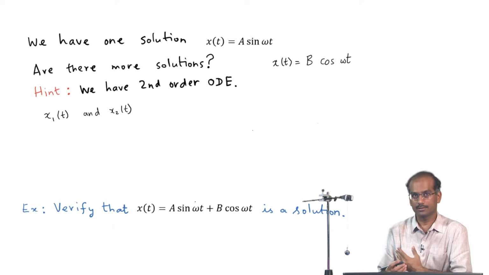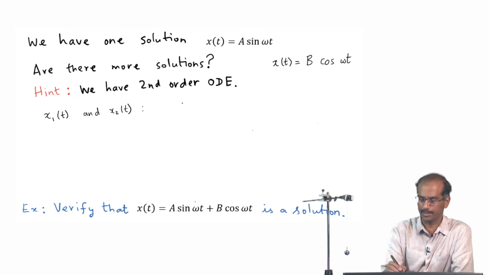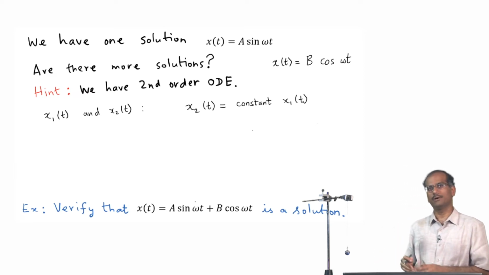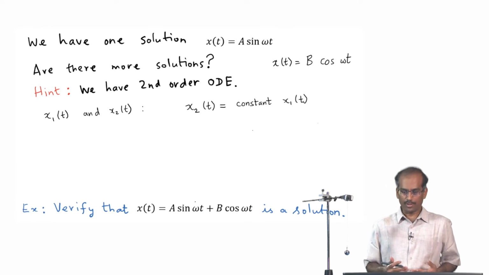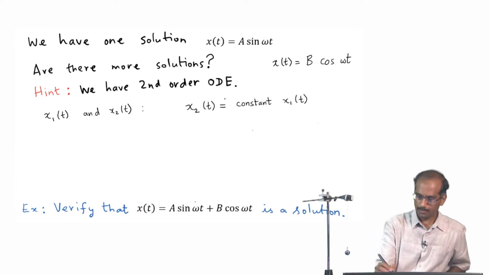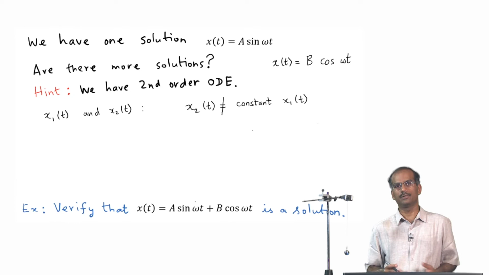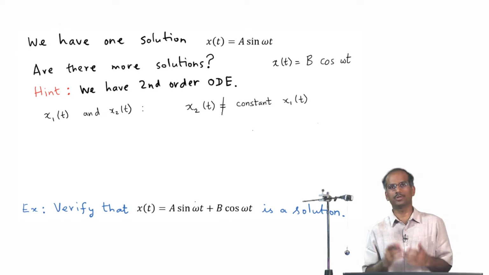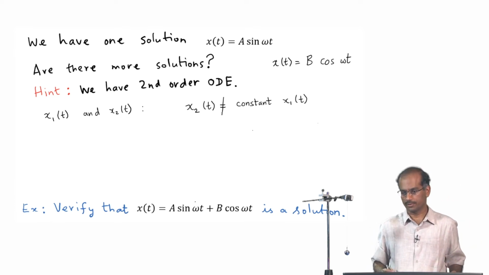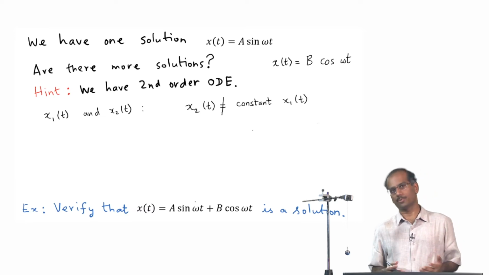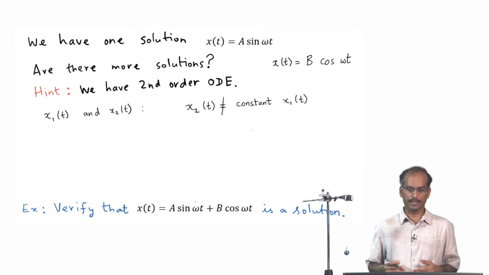So, when I say that x 1 of t and x 2 of t are linearly dependent, I am making the following statement, that x 2 of t is equal to some constant times x 1 of t. So, in that case, once I know x 1 of t, all I need to do is to simply multiply it by a constant, and I get x 2 of t. But in this case, what we require is that the two solutions should not be related by this relation. If they are not related by this relation, then you would say that the two solutions are indeed linearly independent. And again this is something you could verify for yourself, that sin omega t and cos omega t are indeed linearly independent functions.